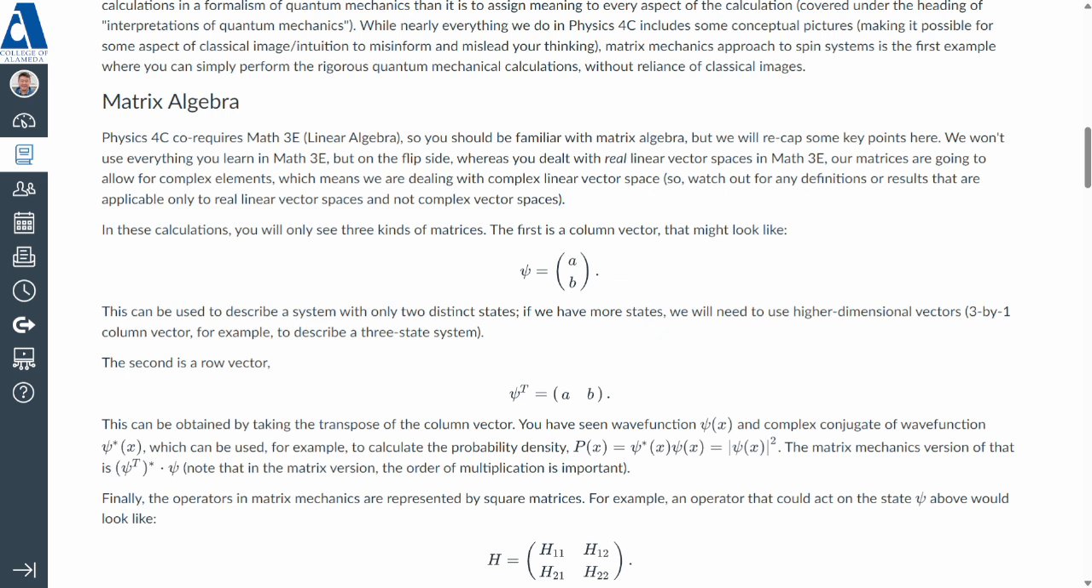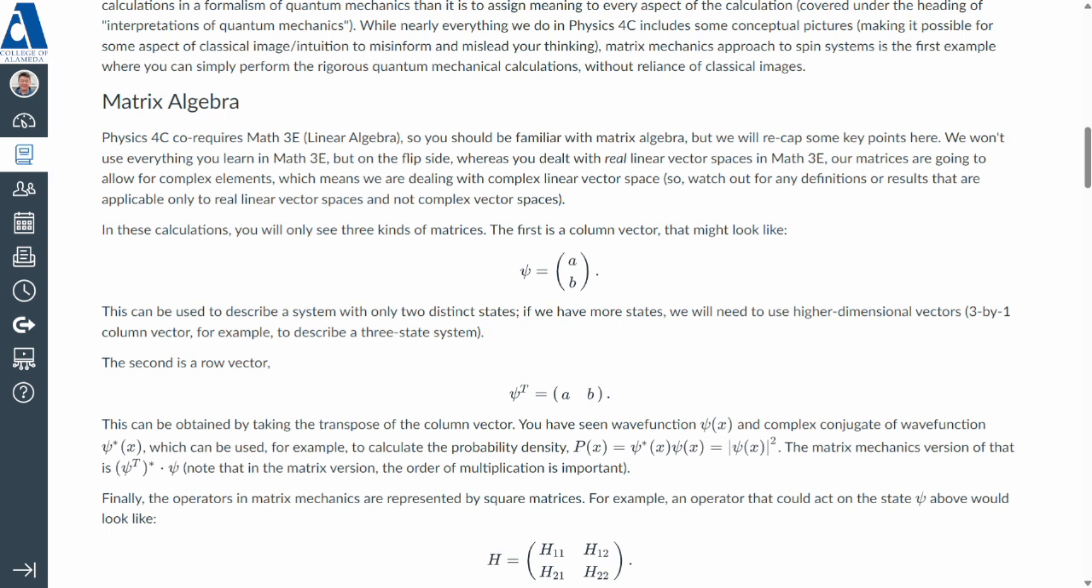In these calculations, you will only see three kinds of matrices. The first is a column vector. On the screen is an example of a column vector: psi is equal to vertically oriented elements A and B enclosed by round parentheses. This can be used to describe a system with only two distinct states. If we have more states, we will need to use higher dimensional vectors, a 3 by 1 column vector, for example, to describe a three-state system.